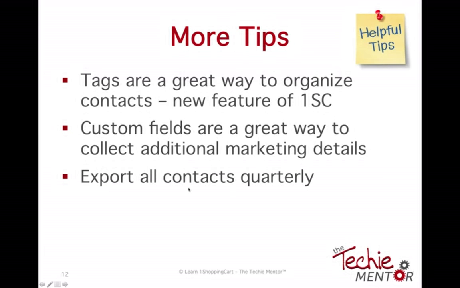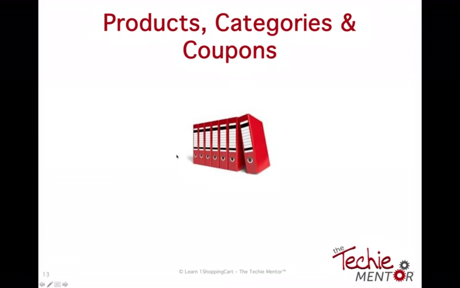Tags are a great way to organize contacts. It's new to One Shopping Cart. Custom fields are a great way to collect additional marketing details. And again, I said export all your contacts on a quarterly basis. Okay. So now let's talk products, categories, and coupons.